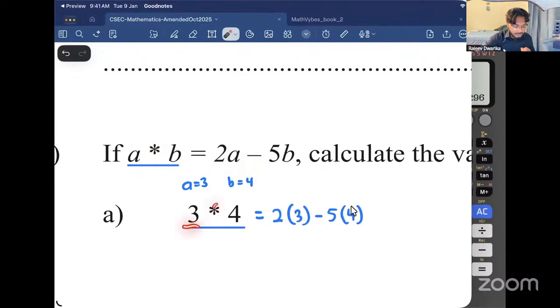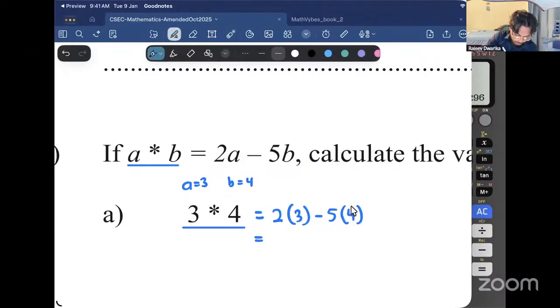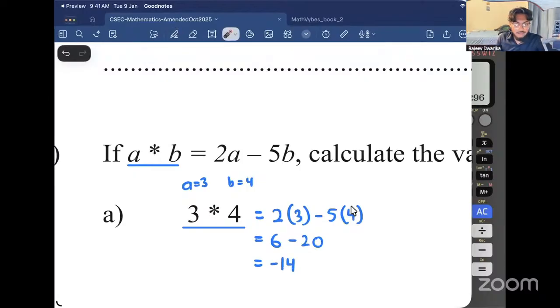So if I have 3 star 4, it means I need to multiply the first number by 2 minus 5 times the second number. So 2 by 3 is 6, and 5 by 4 is 20. What's 6 minus 20? Minus 40. Be careful, no, minus 14. Let me explain why. If you take a bigger number from a smaller number, the answer is negative.